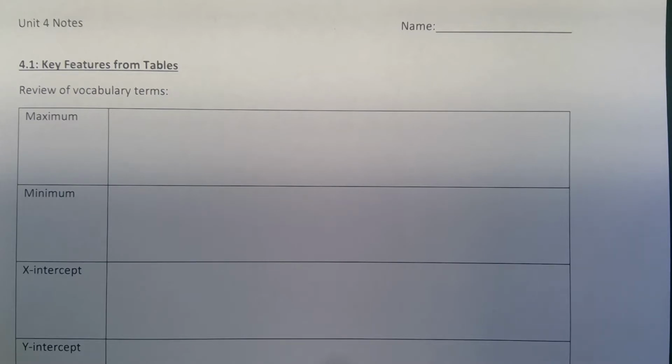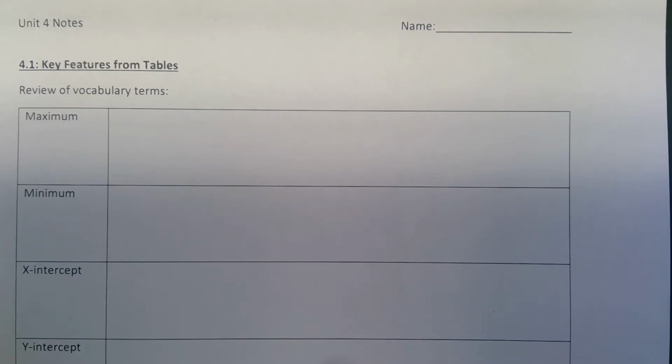Unit 4 is about quadratics, a new type of function we're going to take a look at. But before we get dug into some of these quadratics, we do need to do some review of terms that we've seen before. So today we're going to focus on key features from tables. This is a good review, a good way to start off the quarter. But we're going to start off with some terms.